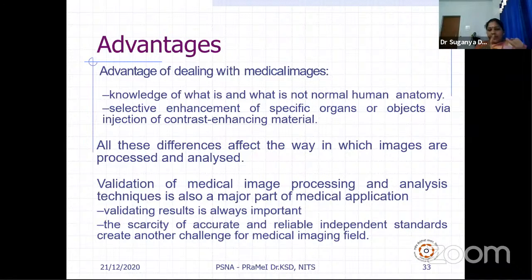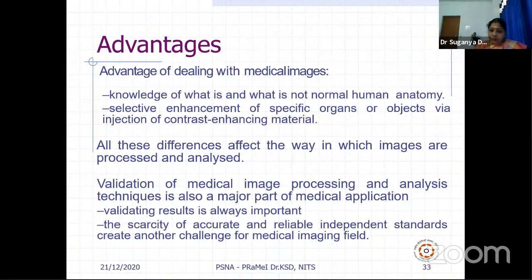And selective enhancement of specific organs or objects by using an injection of contrast enhancing material. So we have come across the CT scanners and MRI scanners, and in those we have CT contrast as well as MRI contrast. So they will be injecting materials that will be absorbed by the organs, and we'll be tracing that and getting the images. So that is the selective enhancement of specific organs. All these differences affect the way in which images are processed and analyzed.